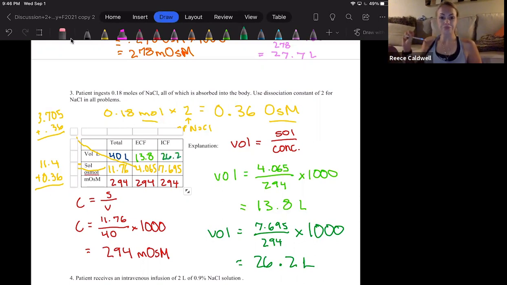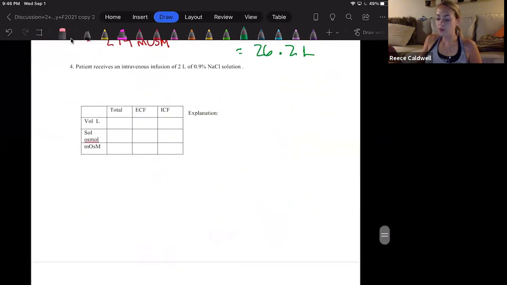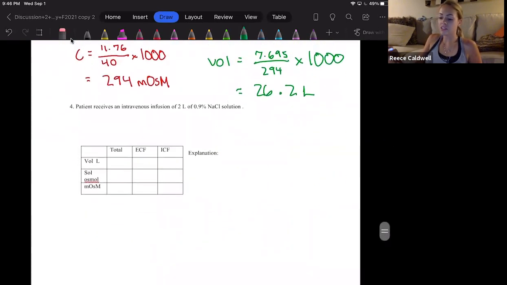26.2. Nice. And again, we've now solved number 3. Woohoo! All right, so moving on to number 4, we are now looking at our patient receiving an infusion of 2 liters of sodium chloride, 0.9% sodium chloride solution. What do we know 0.9% sodium chloride solution as?